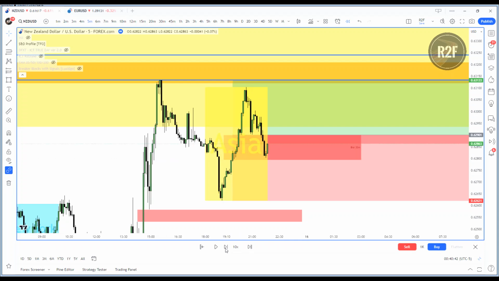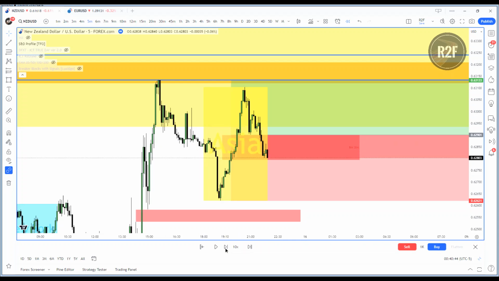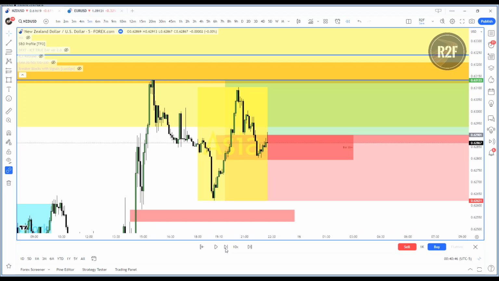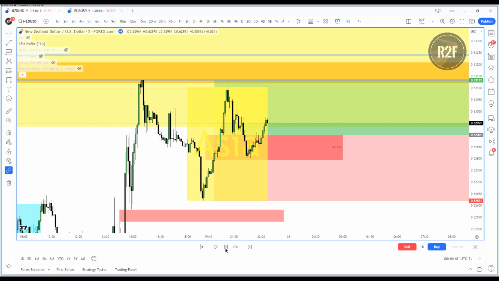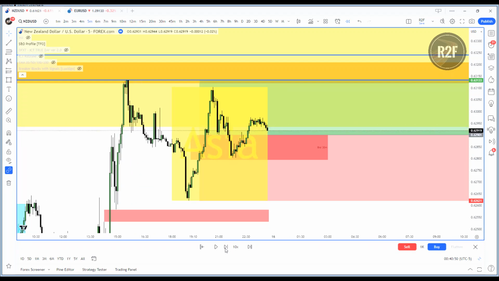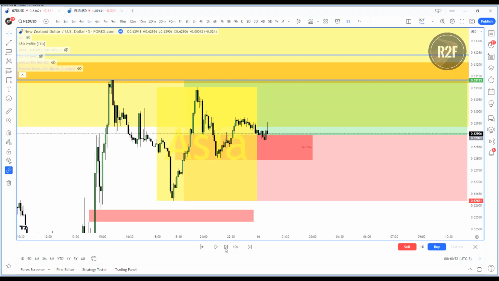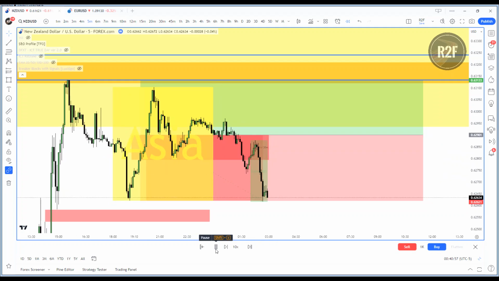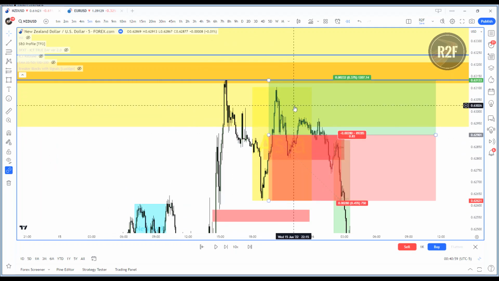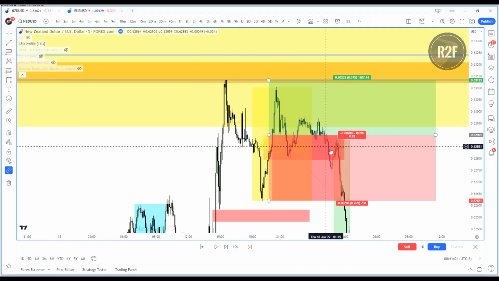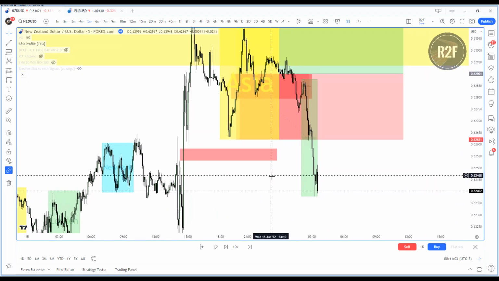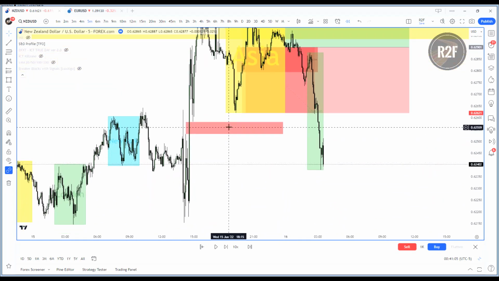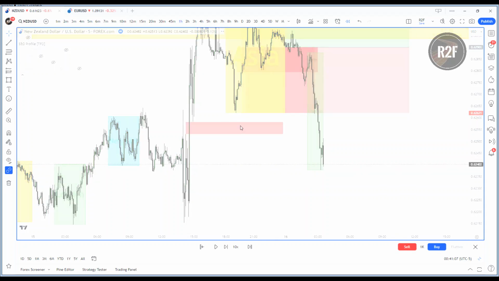Boom, then boom, boom, boom. We saw it break down, right? No, that is not expanding up. Came up, equal highs, broke down into this gap here. So what does that look like?